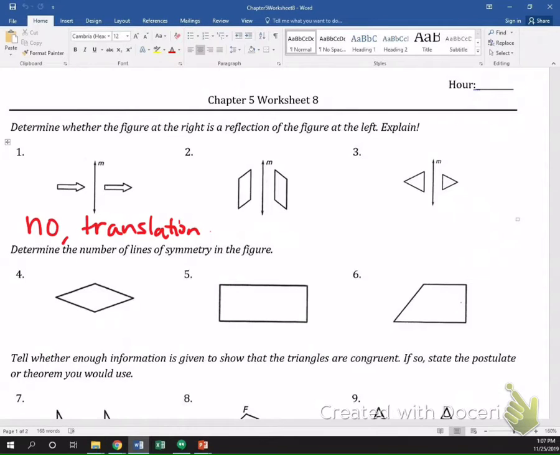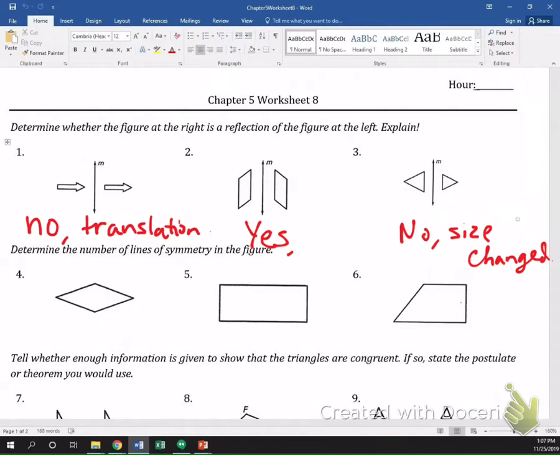All right, number 2. Yes. That's a yes. If it's a yes, you could just tell me, yes, it's a mirror image, or yes, it's a reflection. Number 3 is no. Why? The one on the right is smaller. Right. It got smaller, or the size changed. So again, if it's a yes and you don't explain, that's okay. We all know what a reflection is, but on the no's, I need to know why not.